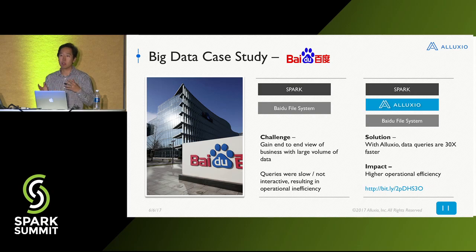Alluxio was co-located with the compute cluster, which is the Spark cluster. Because Alluxio could keep the data in memory and close to the computation, it was much faster to do the Spark SQL computations. These are data analysts running on a lot of the data. I think some queries were up to 30 times faster because they could keep the data in Alluxio and not have to repeatedly go out to the remote file system.